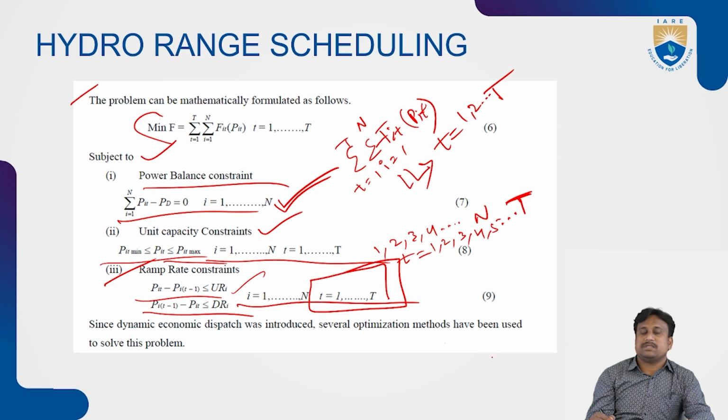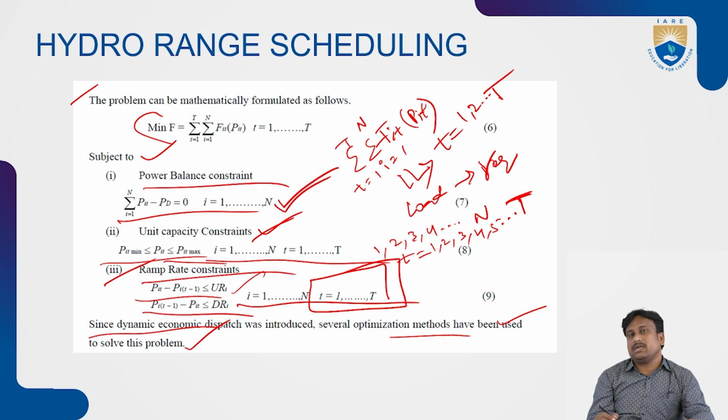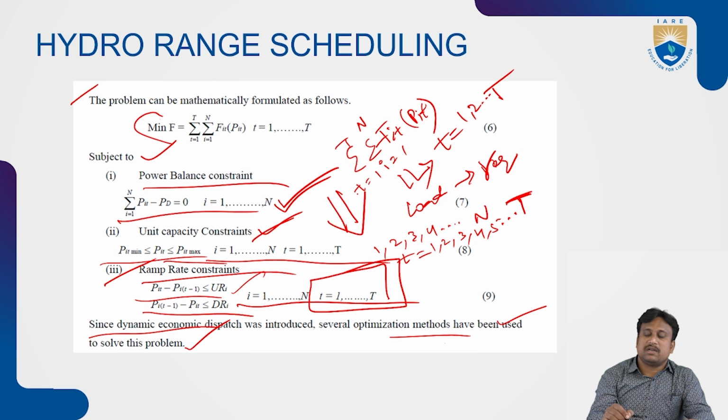So this is another expression which reflects the ramp rate constraint, and unit capacity is also considered, but according to the power balance expression only we will decide to meet the load requirement or the load demand. Since dynamic economic dispatch was introduced, several optimization methods have been used to solve this problem. This power balance equation makes the system constraints give suitable results.